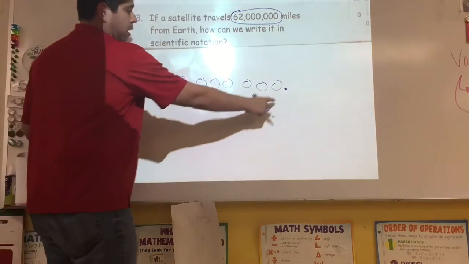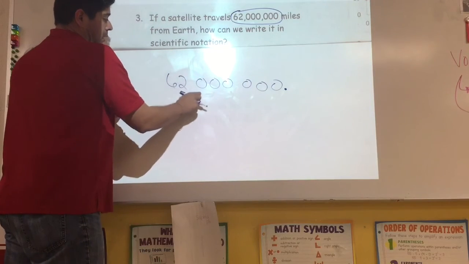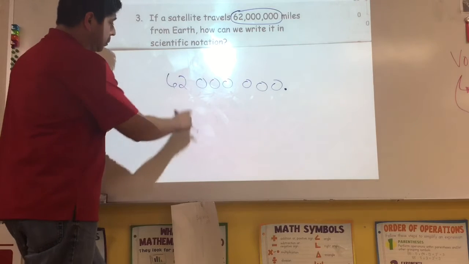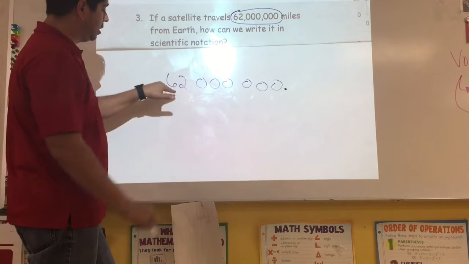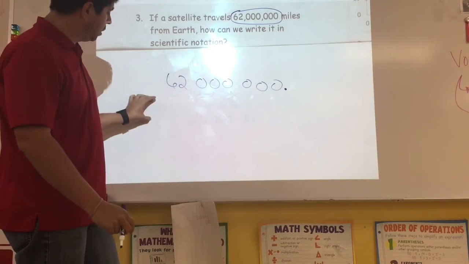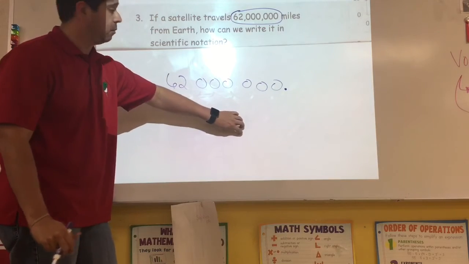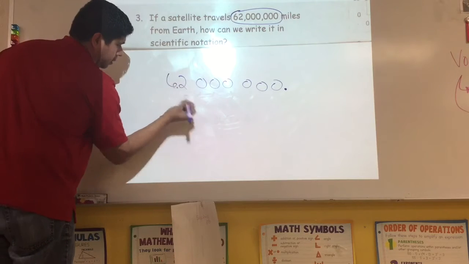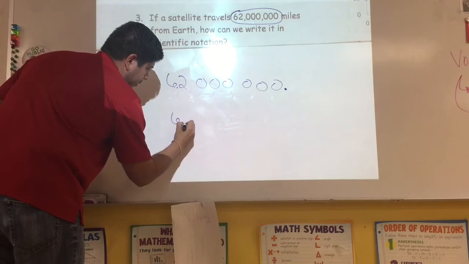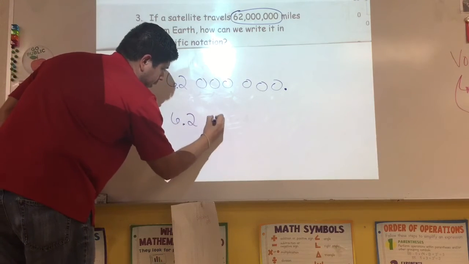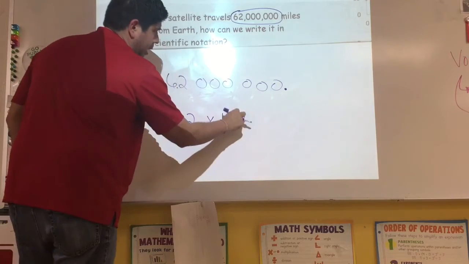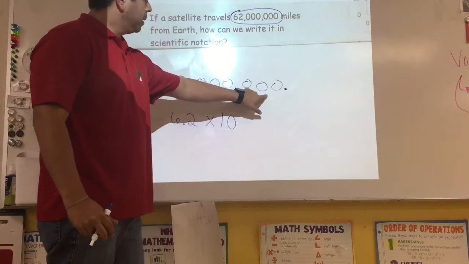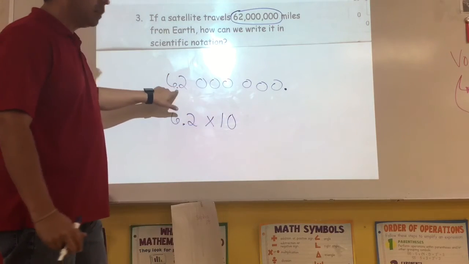So I need to find out where I'm going to move this decimal to make this number smaller in scientific notation correctly. So I have to put it between these 6 and the 2 because it has to be one digit, then the decimal, and then the rest of the number. So it's going to be moving right there. So I can write 6.2 times 10. Now my exponent is however many times I have to move this decimal to get to this spot.